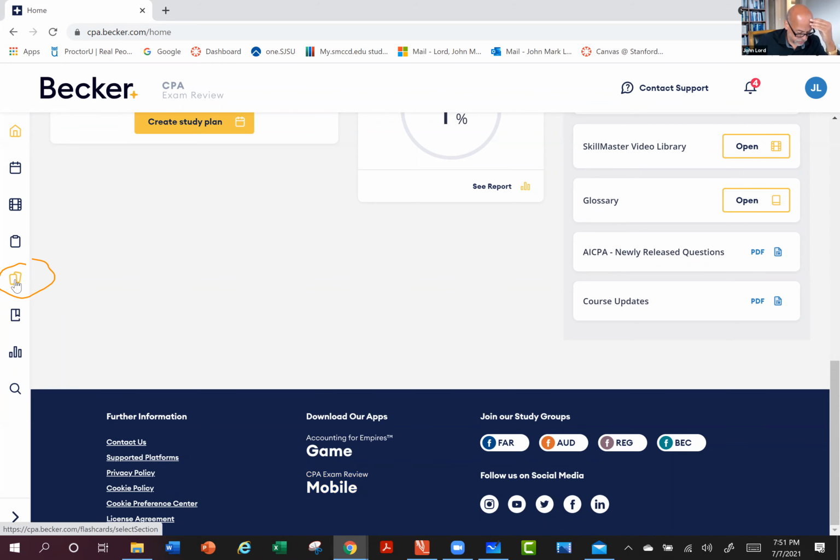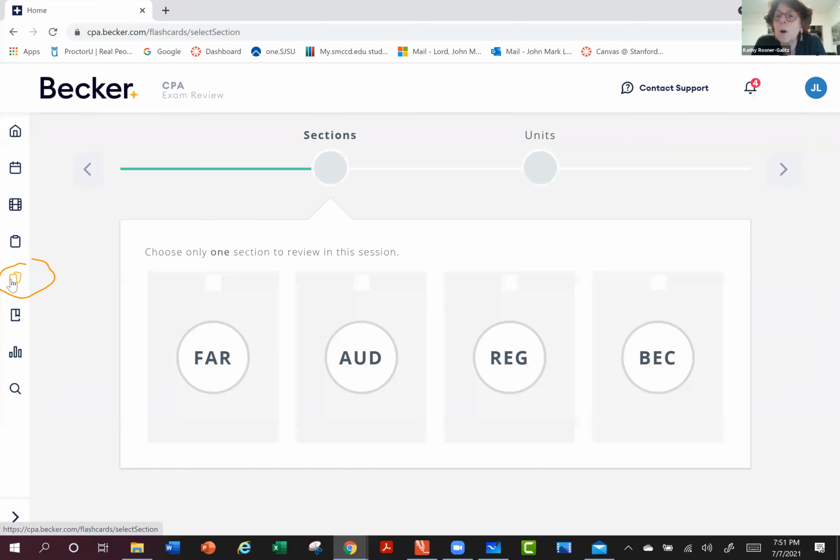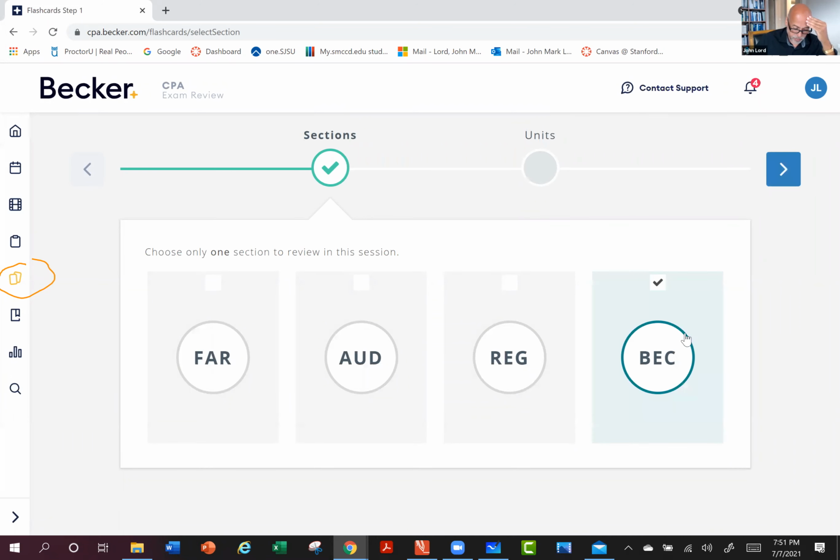What is this? Who circled this? Can you show me where the homework is again? Yeah, I can in a second, but somebody's showing me the flashcards for BEC are here.